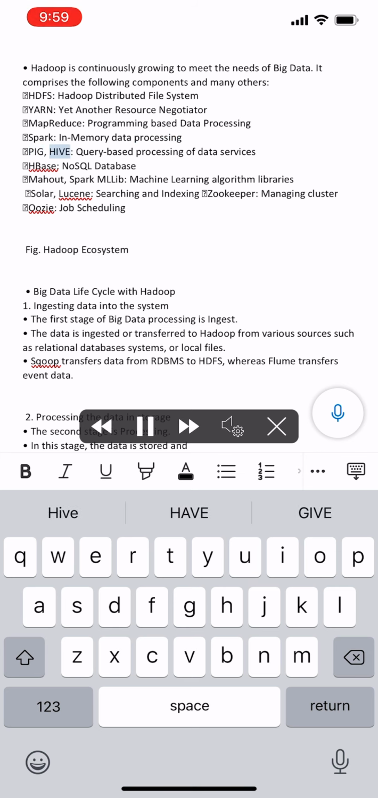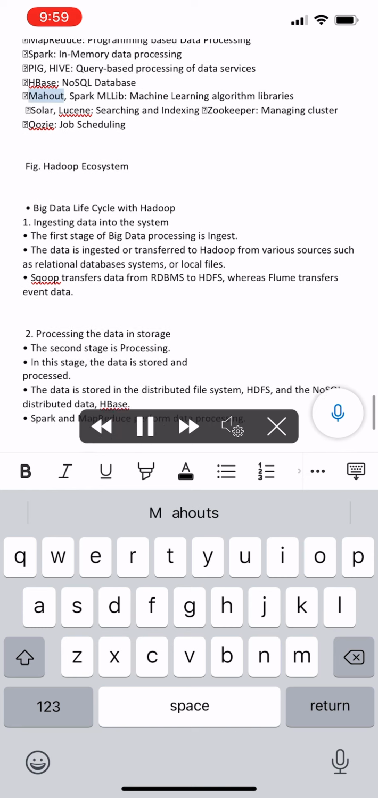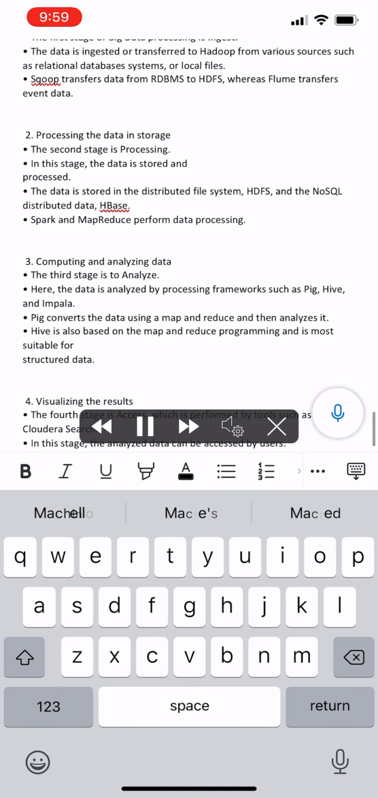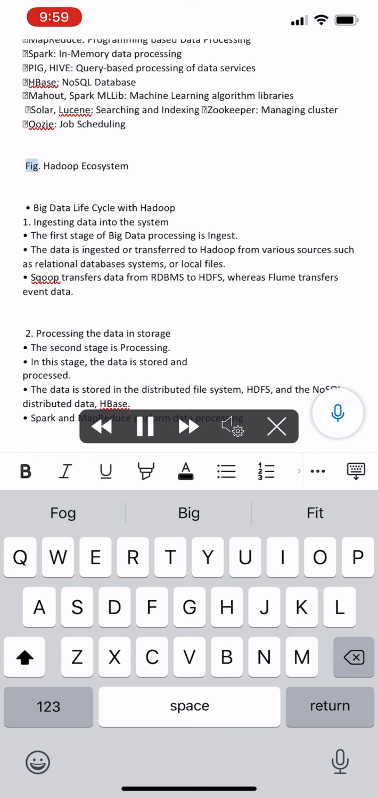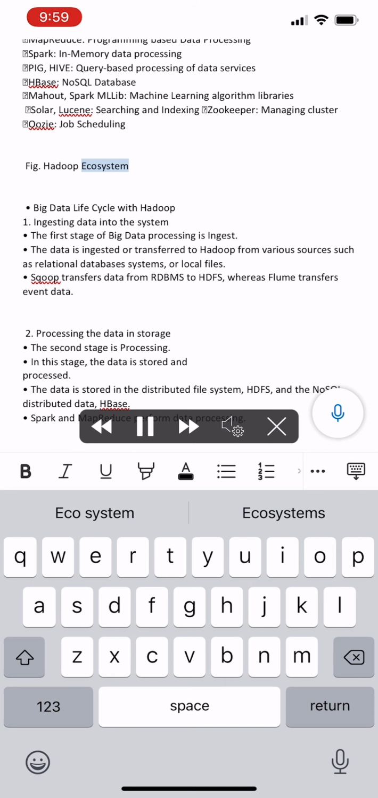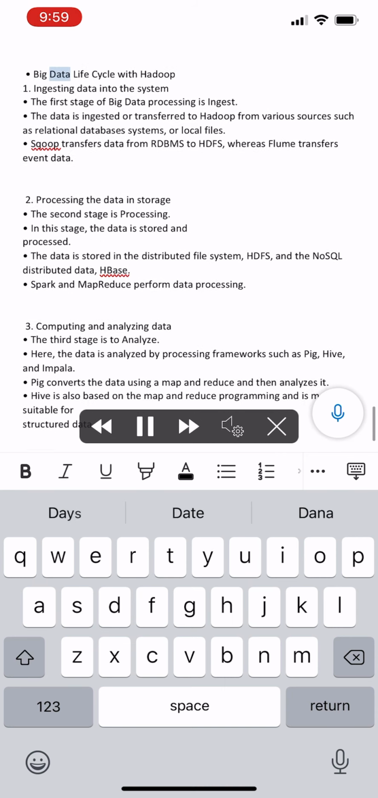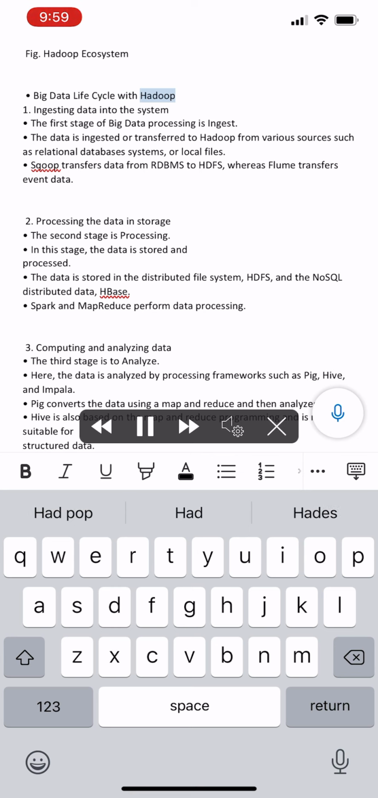Pig, Hive, query-based processing of data services. HBase, NoSQL database. Mahout, Spark MLlib, machine learning algorithm libraries. Solr, Lucene, searching and indexing. Zookeeper, managing cluster. Oozie, job scheduling. Fig. Hadoop ecosystem.